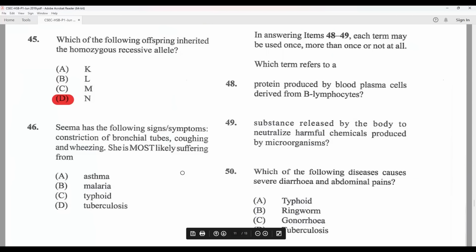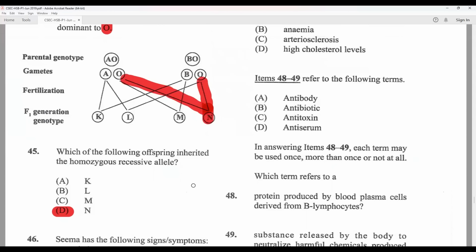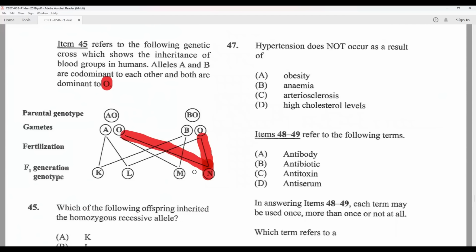46, Sema has the following signs and symptoms: constriction of bronchial tubes, coughing and wheezing. She is most likely suffering from asthma. So this question introduces the section D diseases, which means we are just about finished with section C, genetics, heredity and variation. So let's continue with section D questions.